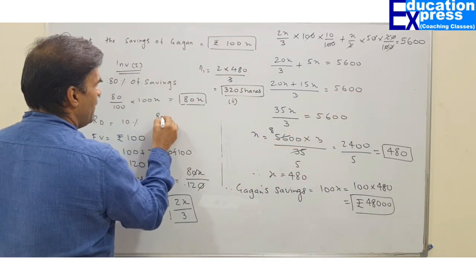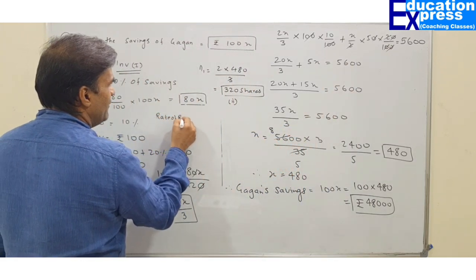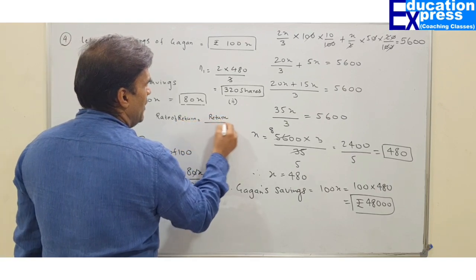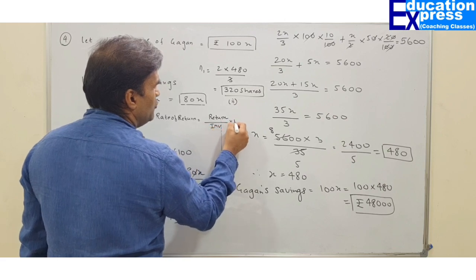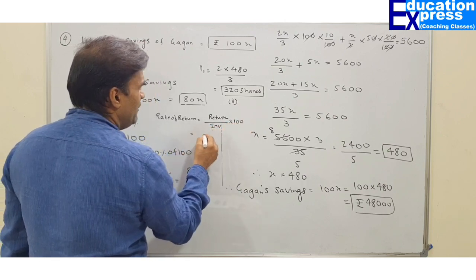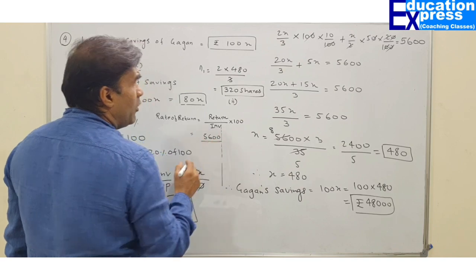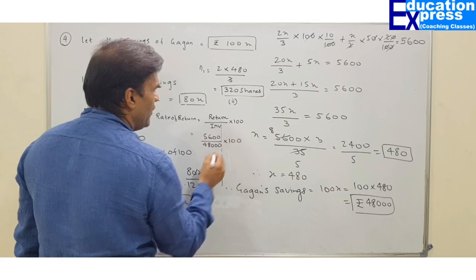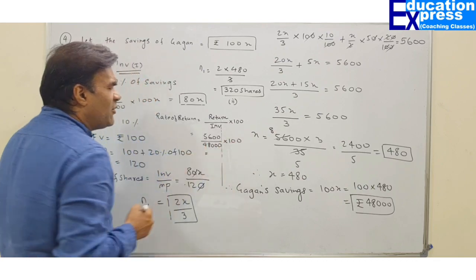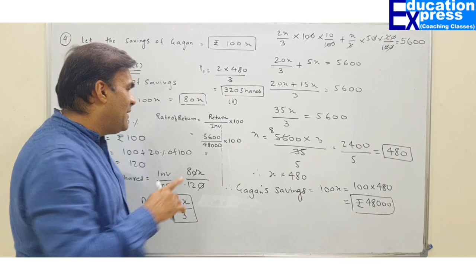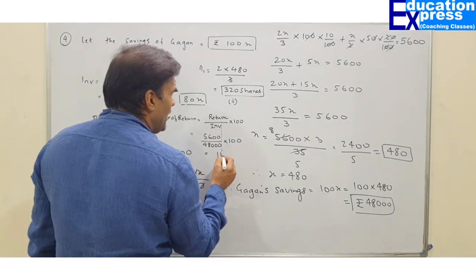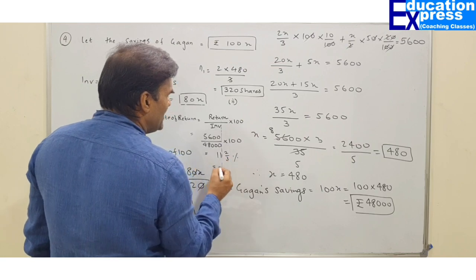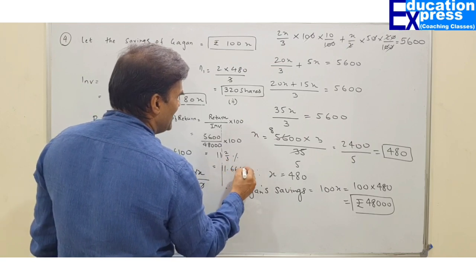So rate of return would be return upon investment into 100. How much was his return? 5600. What was his investment? 48,000 into 100. I'm sure this calculation can be done easily. When you do this calculation, you will get 11 2/3 percent, or you can say 11.6666 recurring.